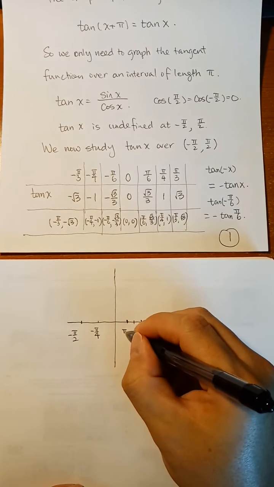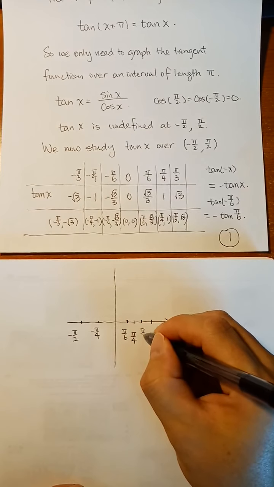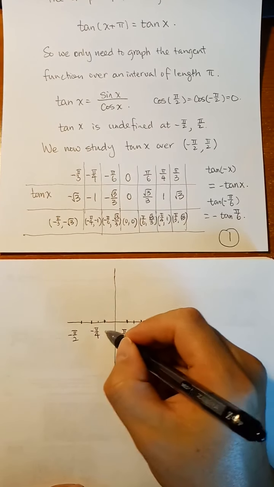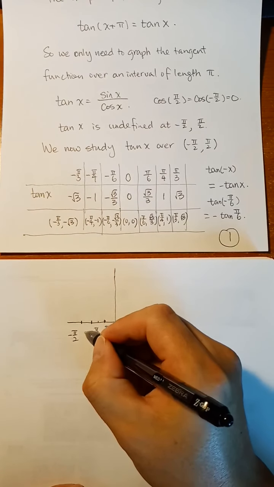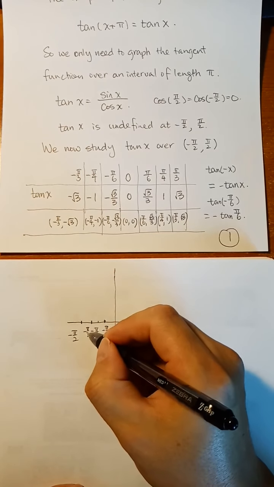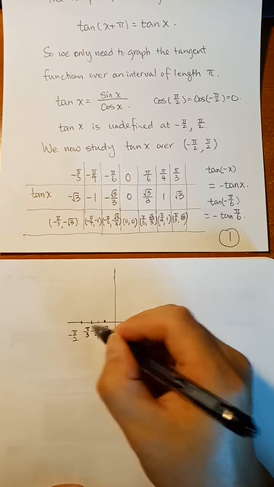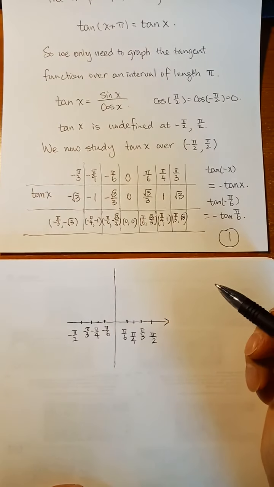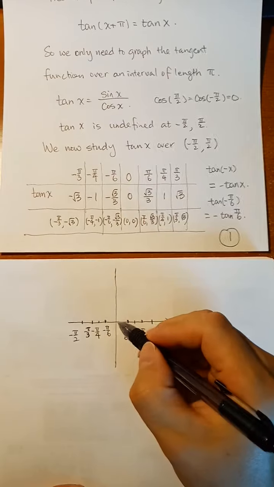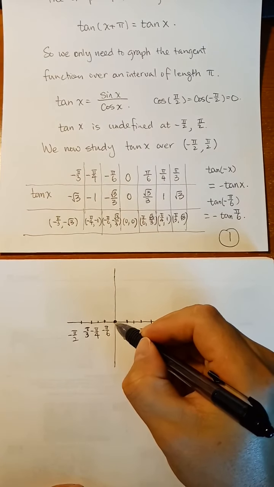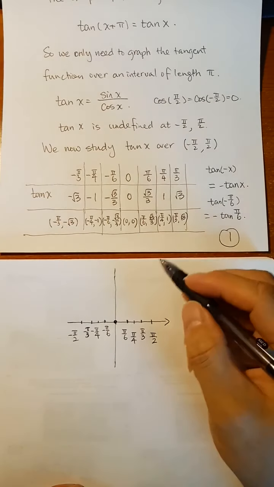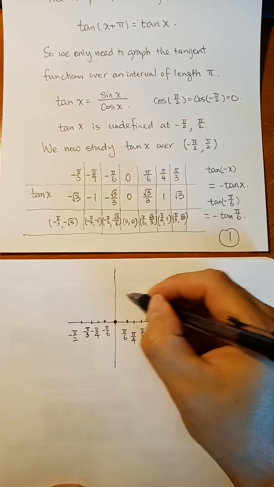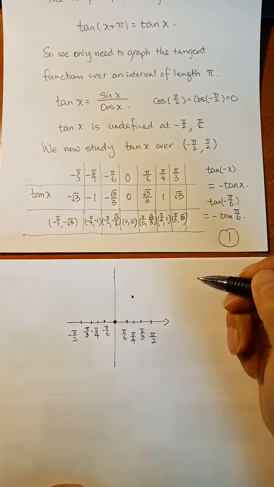So pi over 6, pi over 3. Here's negative pi over 6, negative pi over 3, negative pi over 6, negative pi over 3. And 0, 0, 0, 0. Okay, this is 1 point. And pi over 4, 1. When you have pi over 4, you have 1. 1 is here, possibly here.